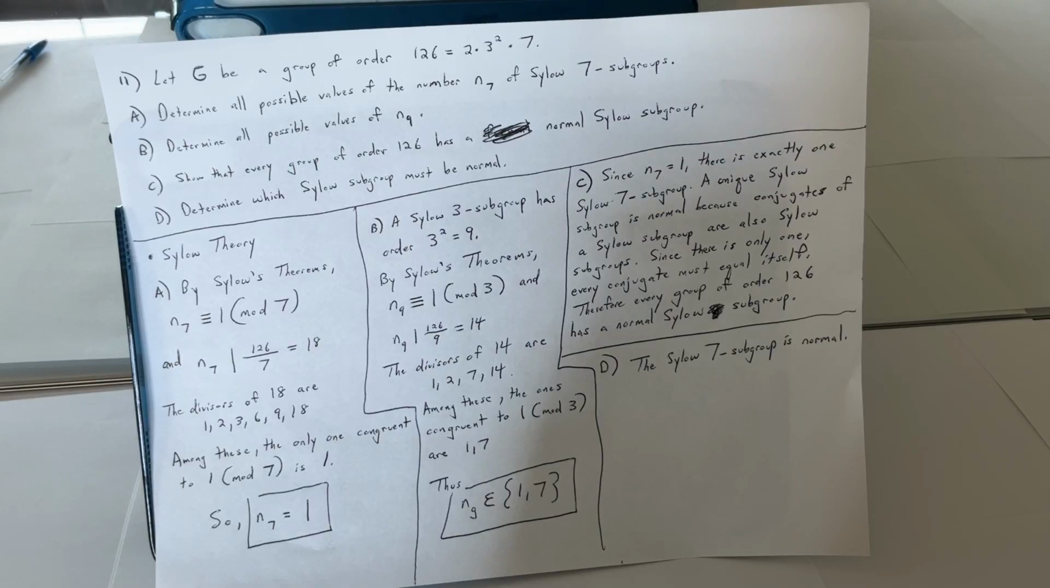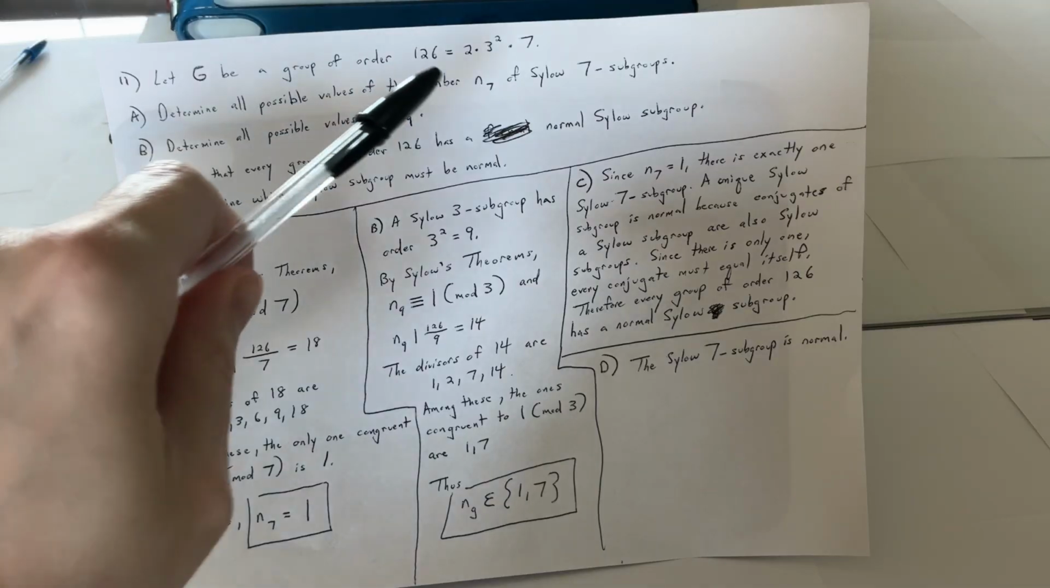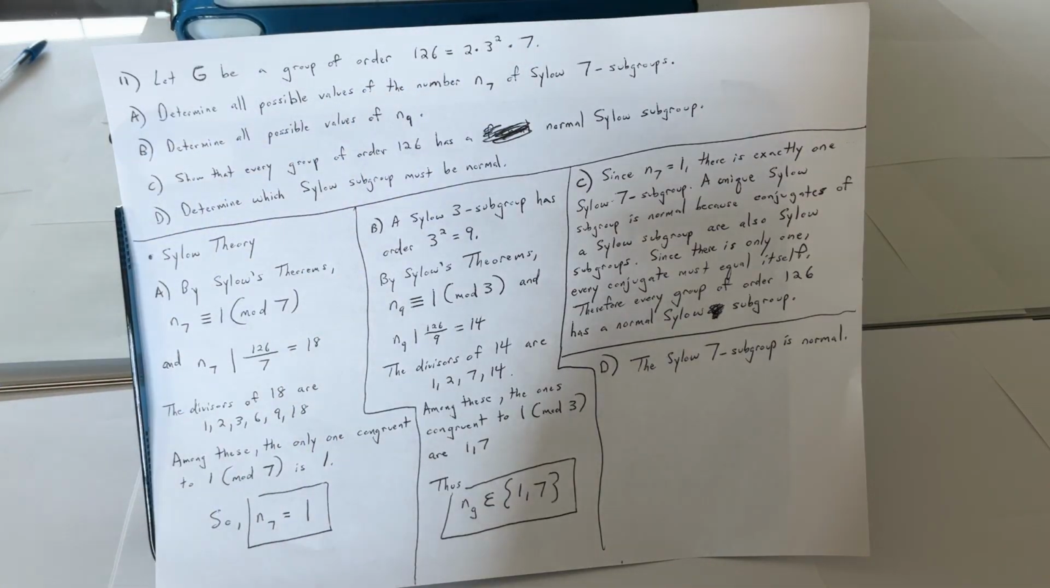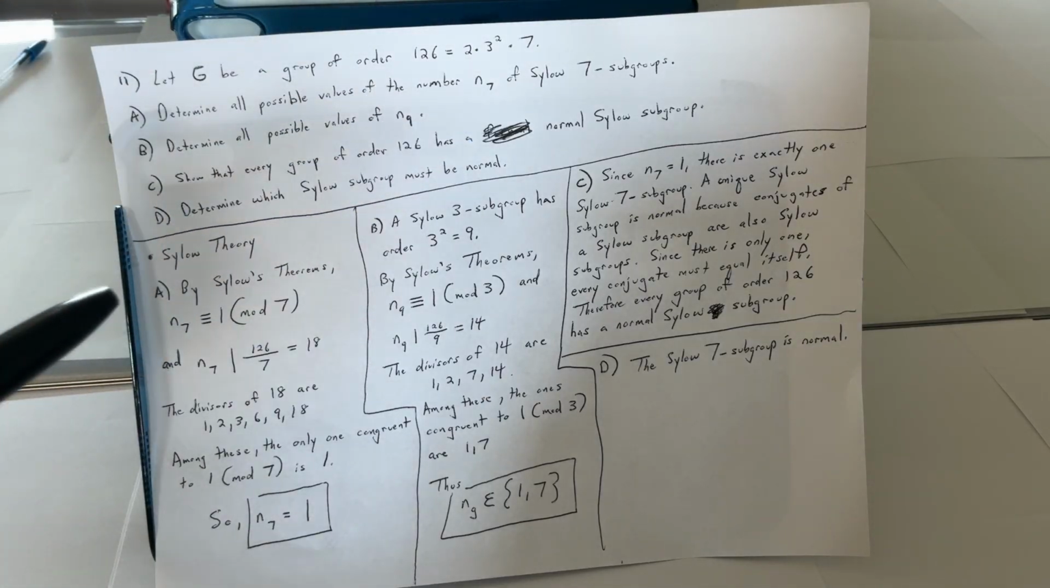Okay, so part three. Let G be a group of this order, 126, which equals 2 times 3 squared times 7. Part A, determine all possible values of the number n7 of Sylow 7 subgroups. So it's a Sylow theory problem.